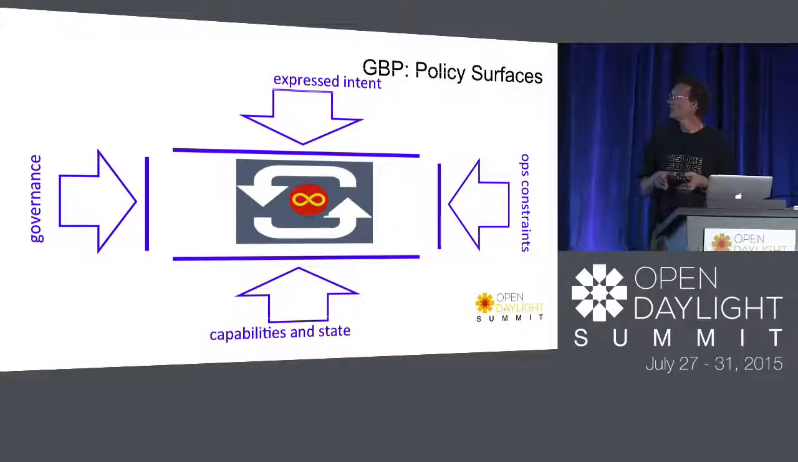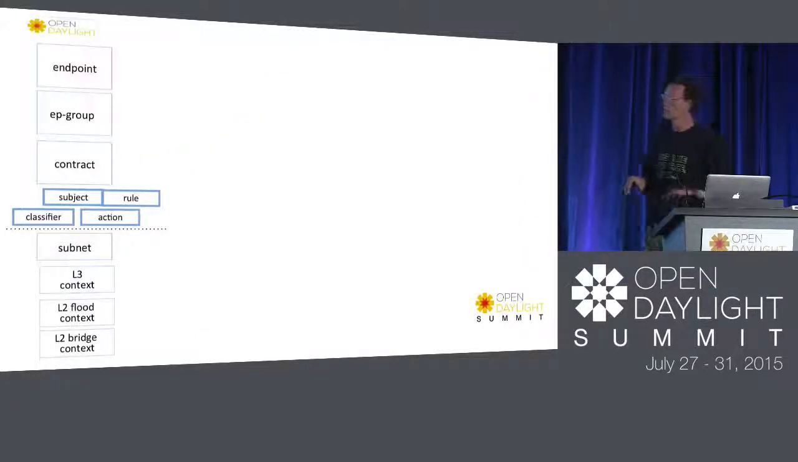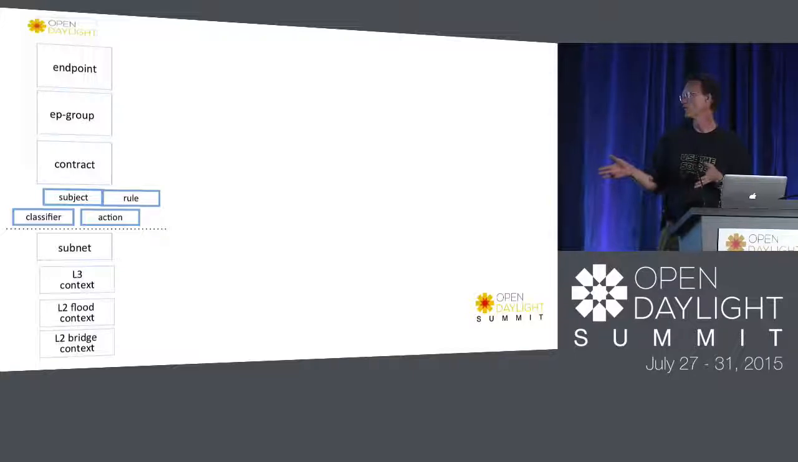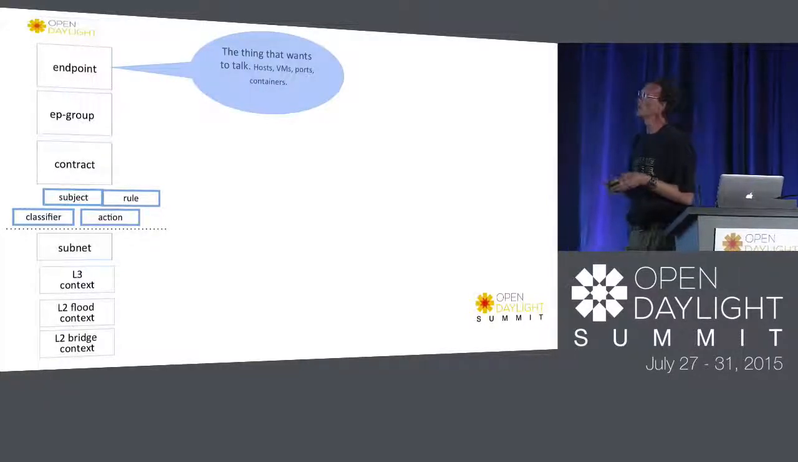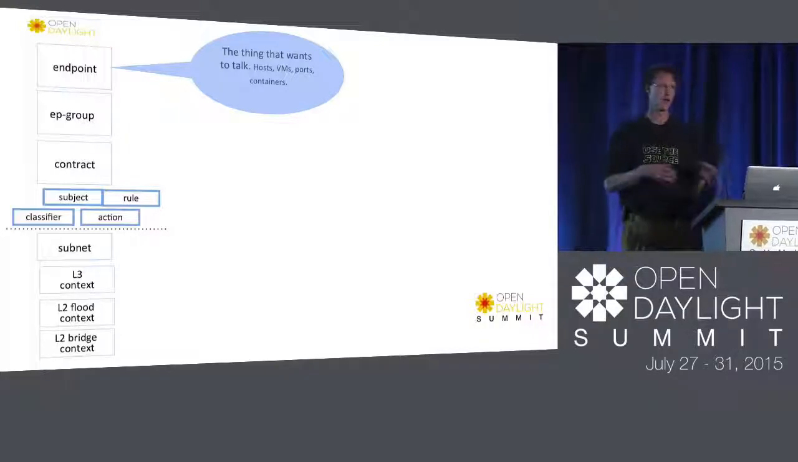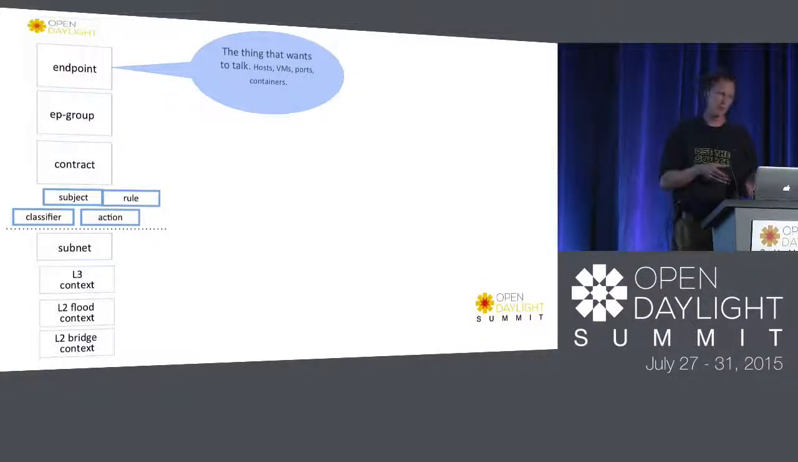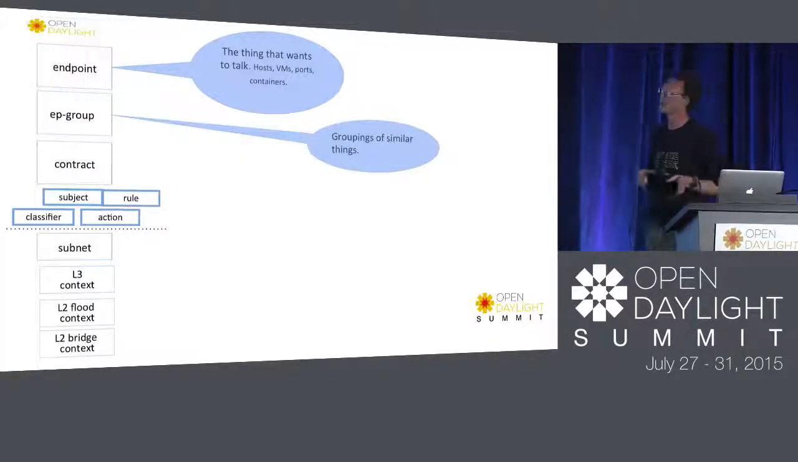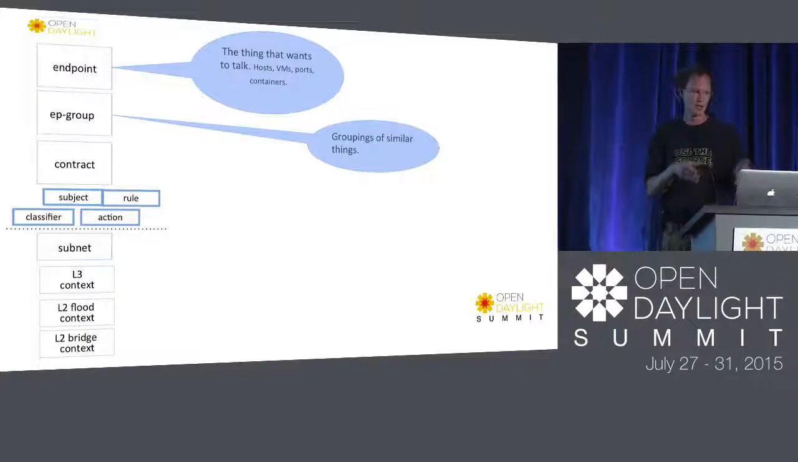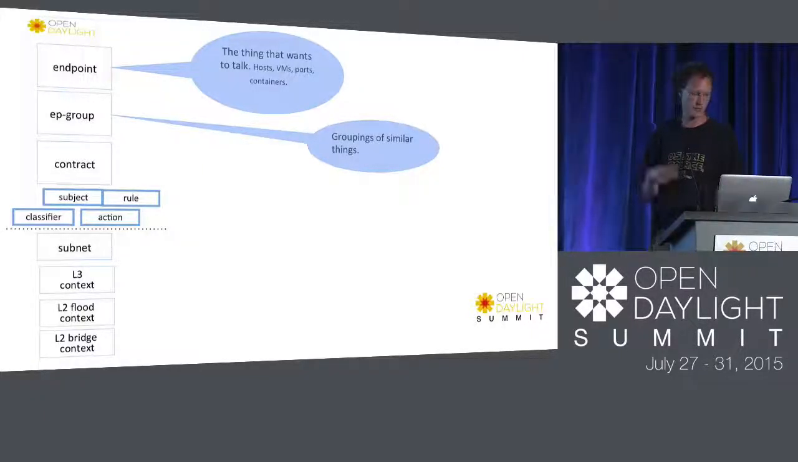I think I kind of covered the hierarchy of things, so let's just go into a bit of terminology around the model itself. So these are some of the terms that we have in group-based policy. And I'll go through each of these in a bit of detail. So an endpoint is the thing that wants to talk. It can be hosts, it can be VMs, it can be ports in the case of our Neutron mapping. It could be containers. But fundamental to group-based policy, hence the name, is this notion of an endpoint group, or grouping of things, a grouping of similar things with similar requirements.